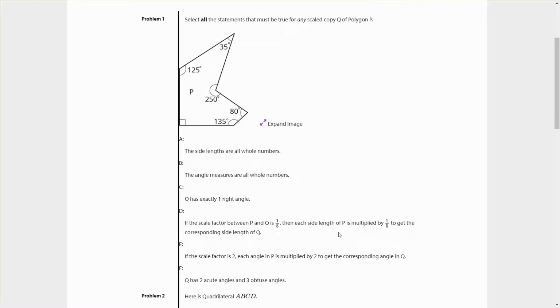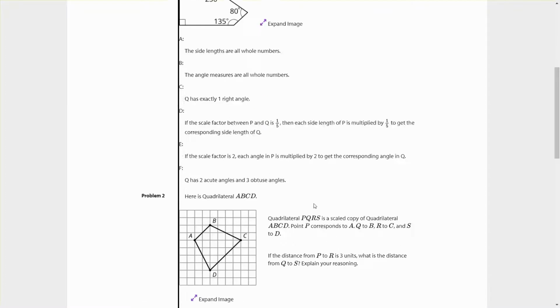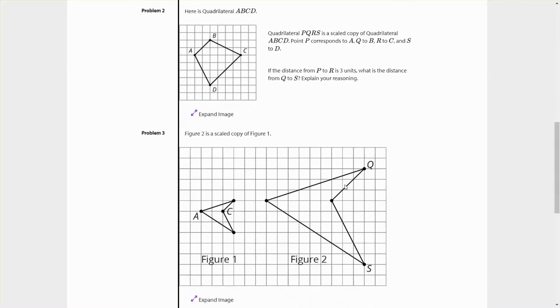If you remember that the main points between 2 scaled copies is that all of the angles are the same between any copy of it, and all of the side lengths are proportional to some scale factor, that will help you answer the other 3 statements in this question. Now let's scroll down and look at number 2.